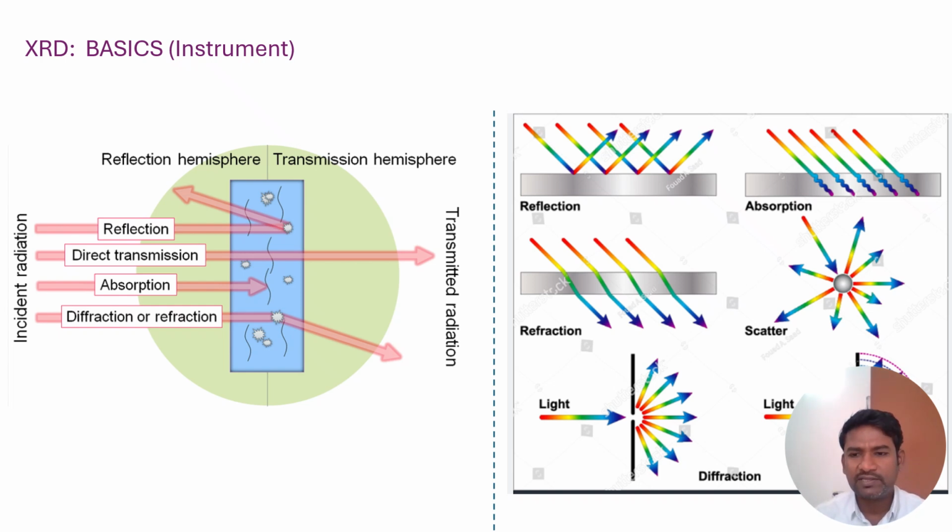Now the thing is, when diffraction takes place, at what condition will diffraction take place? That is the most important thing. To understand that, the Bragg equation is very important. The Bragg equation says when Bragg's law is satisfied, then diffraction occurs. All the other phenomena are not important. So that is the most important aspect we learn from this slide.